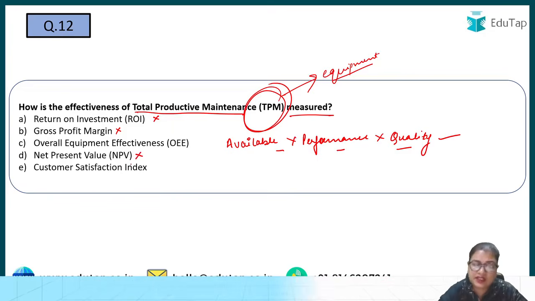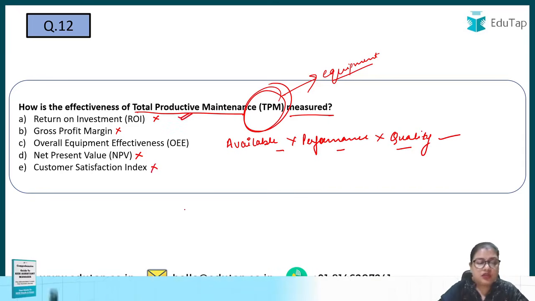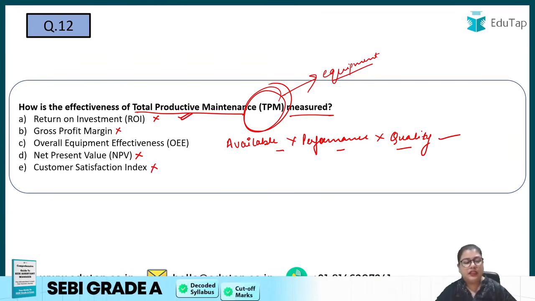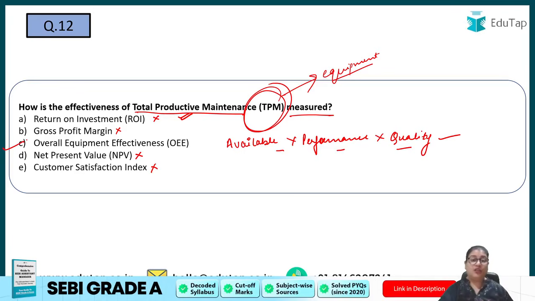correct. Then customer satisfaction. Customer satisfaction is for the customer experiences, the customer perception, to basically measure that. So basically this is also incorrect. हम इधर productive maintenance की बात कर रहे हैं for the equipment. So customer satisfaction index will also be not the correct answer. The answer is overall equipment effectiveness, also known as OEE.